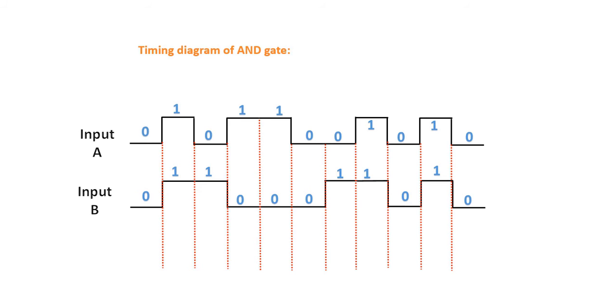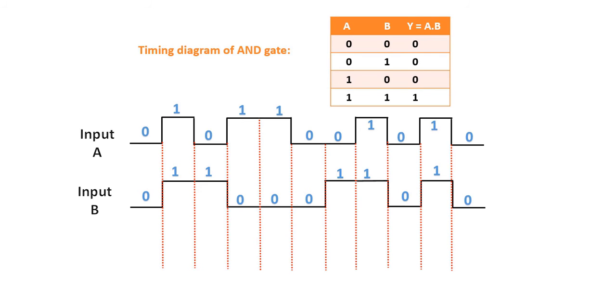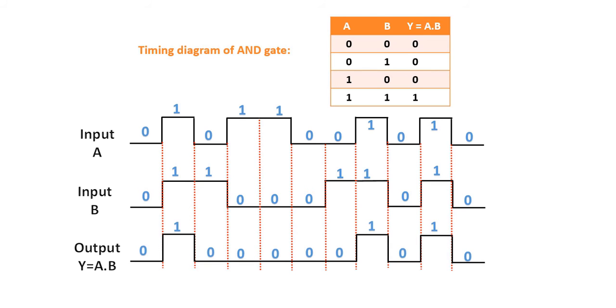Now to draw the output graphical representation, first of all we need the truth table of the AND gate, and we have this truth table. We know that the output of the AND gate is high only when both the inputs are high. On the basis of the truth table we can draw the output. Now this is my output. I will explain it here.